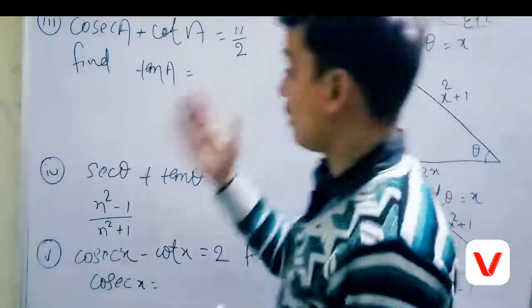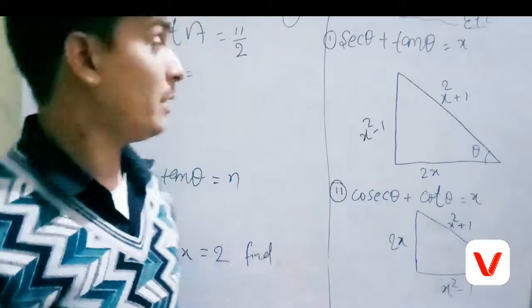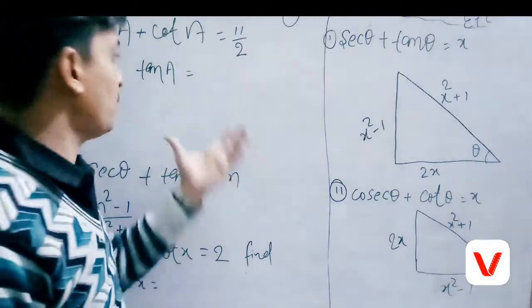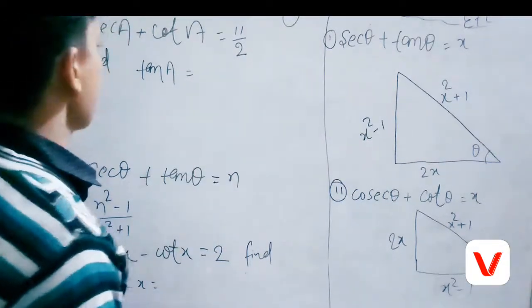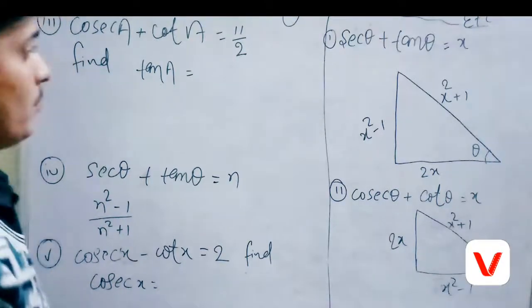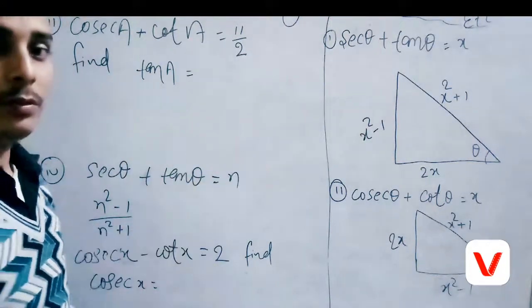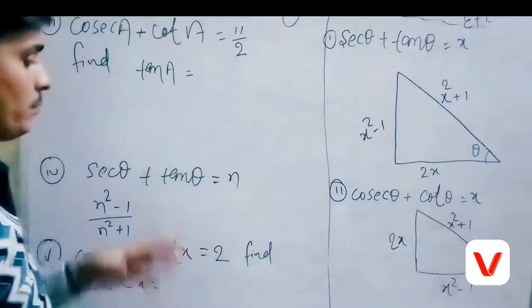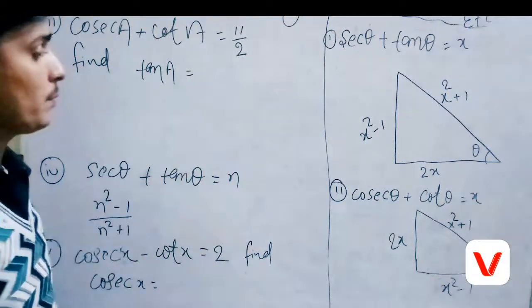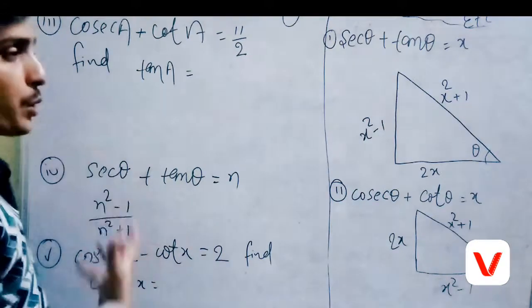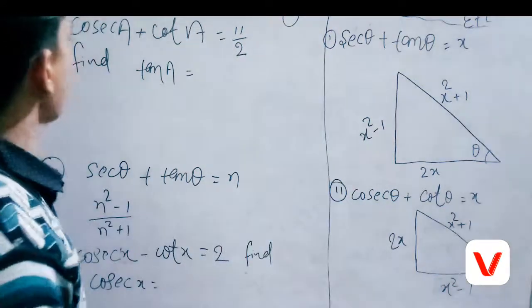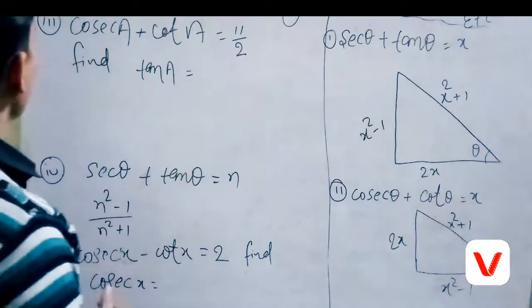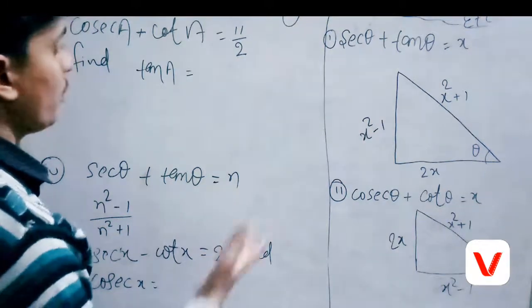So I am going to solve some more questions. I have solved two questions earlier, and I am going to solve some more questions related to these tricks. So the next question is cosec A plus cot A equal to 11 by 2.